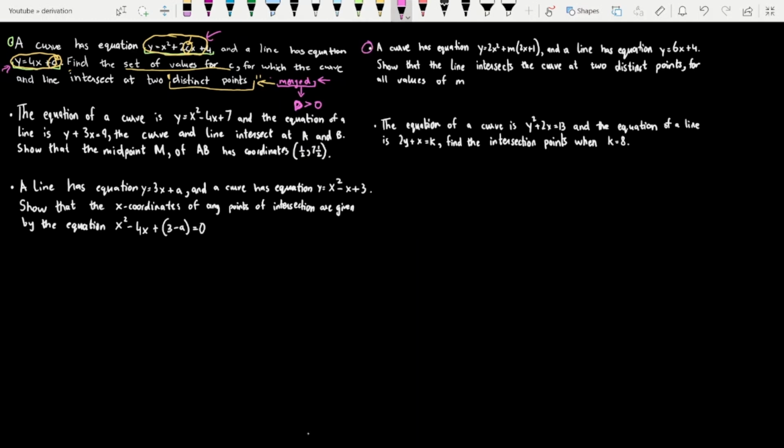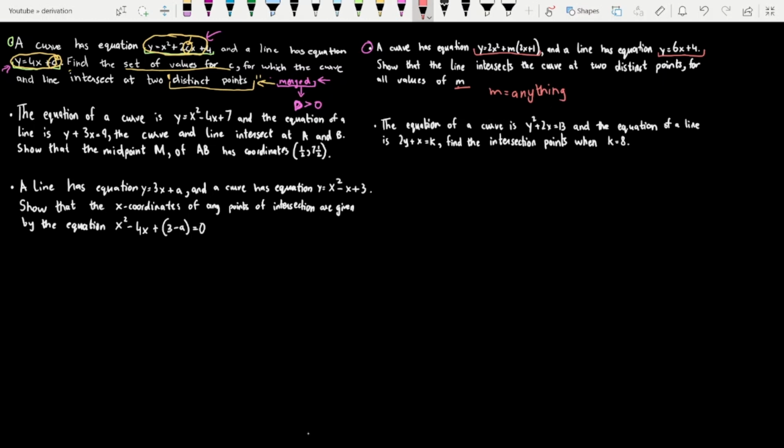So we move on to the next problem, and it says a curve has an equation, y is equal to all of this, right? And then they give us an equation for the line, which is right this. And they say show that the line intersects the curve at 2 distinct points for all values of m. So what they're saying, they've already told us that for all values of m, so m is equal to anything, right? If m is equal to anything, what's going to happen is that the curve is going to intersect the line at 2 distinct points.